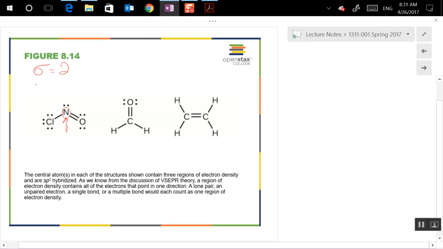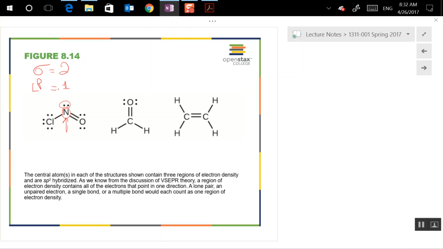How many lone pairs are on the nitrogen? On the nitrogen I have 1 lone pair, right? So how many hybrid orbitals will I need? 3. Sigma bonds and lone pairs, you count them together. How many hybrid orbitals do I need? 3. I need 3 hybrid orbitals.